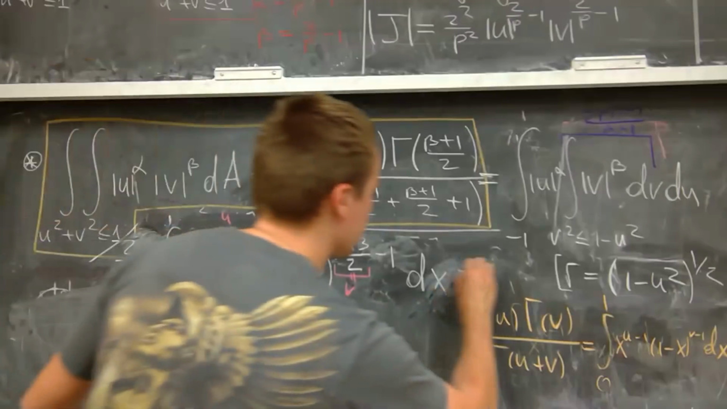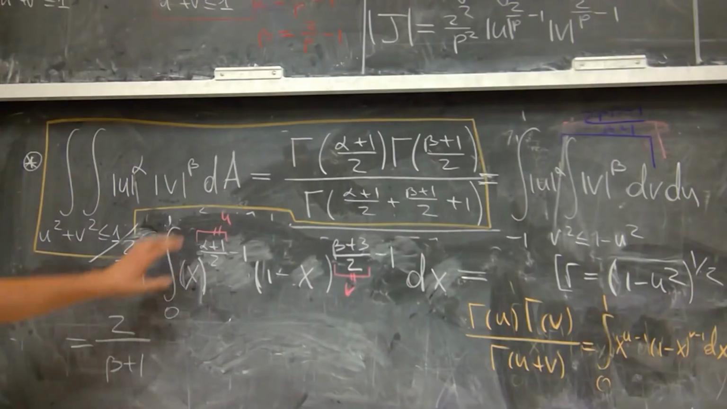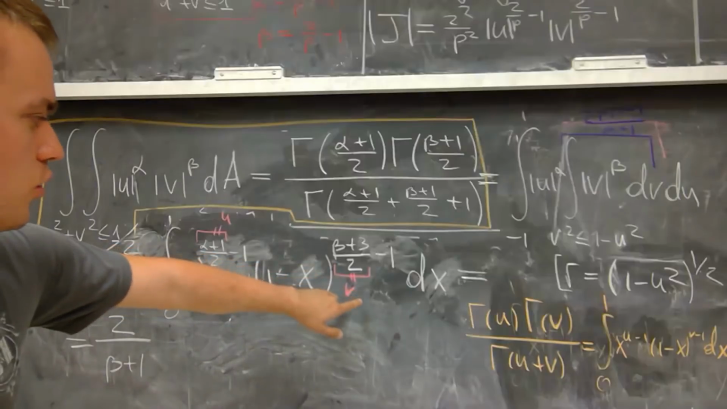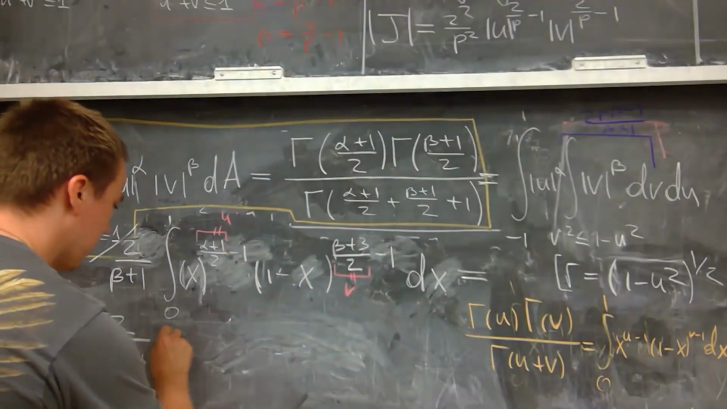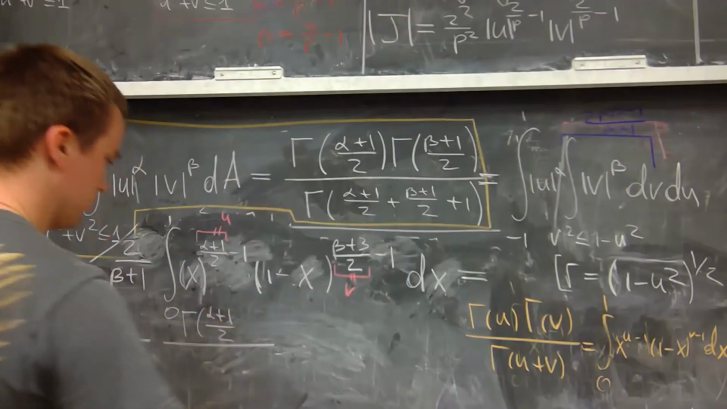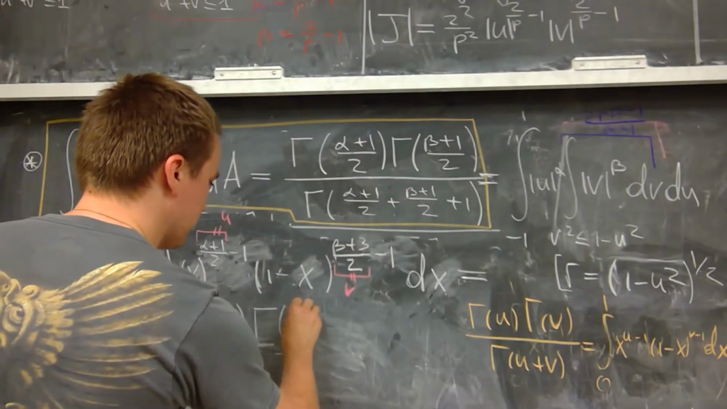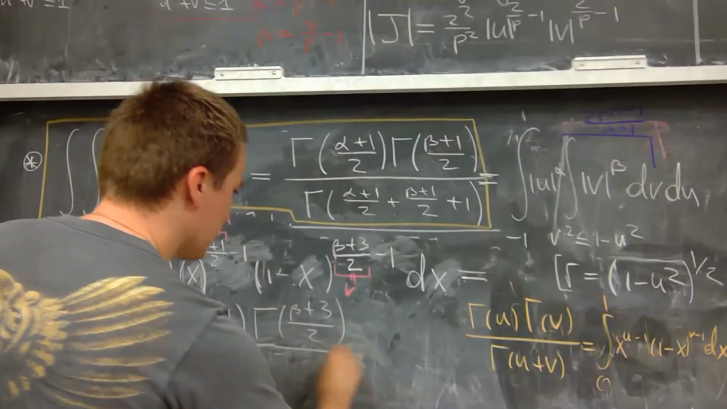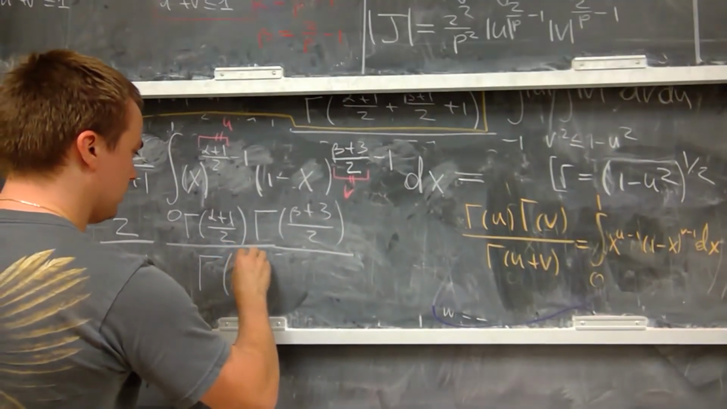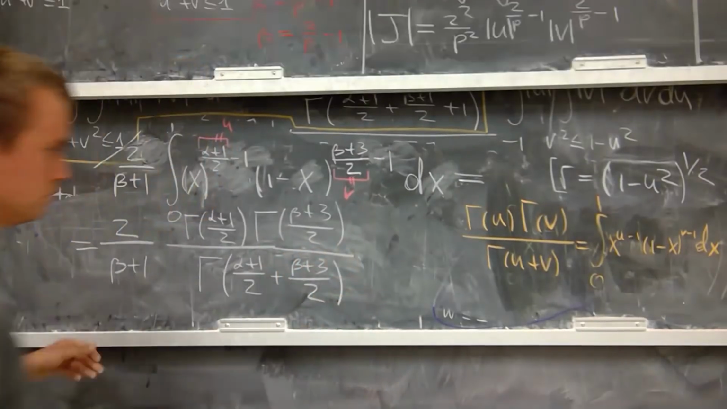And finally, what I got over here? I got that integral equals 2 beta plus 1. And right now, I have x to the u minus 1 times x to the v minus 1, and this is equal to gamma of u times gamma of v divided by gamma of u plus v. But u in this case is alpha plus 1 over 2, and v is beta plus 3 over 2. So here we'll have gamma of alpha plus 1 over 2 plus beta plus 3 over 2. Okay.